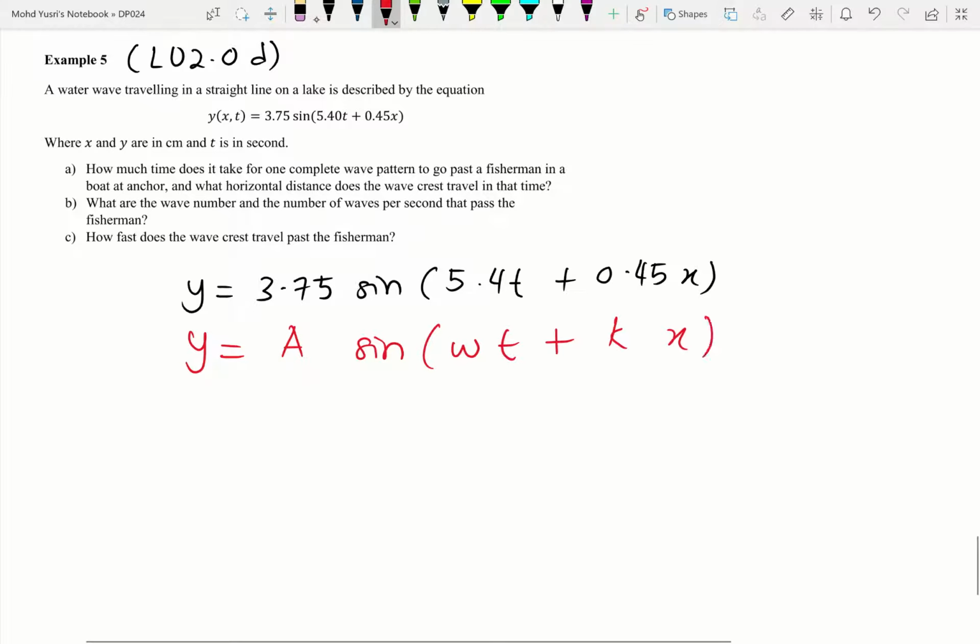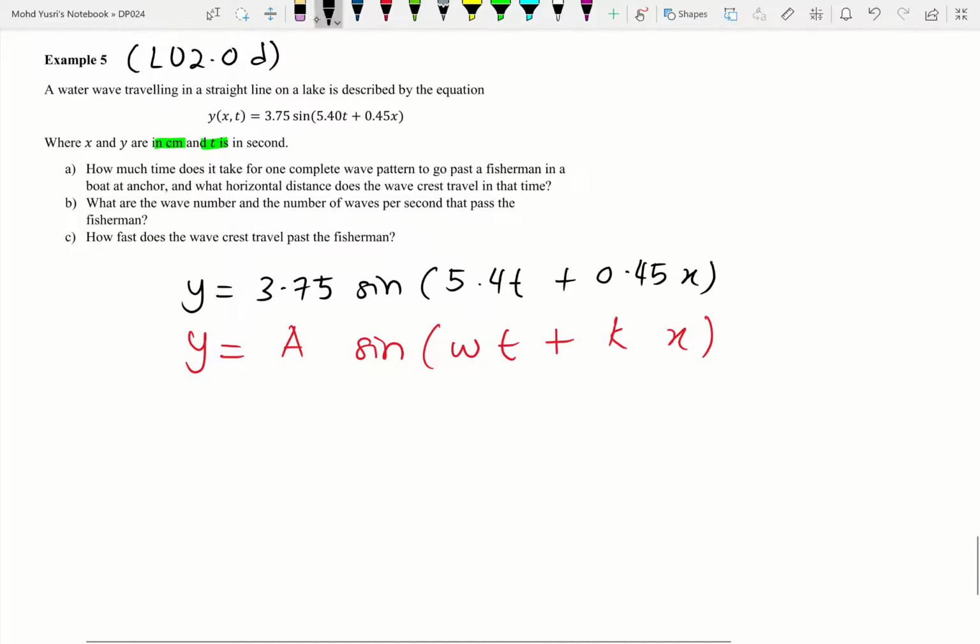Okay, so where t and where x and y, this is very important to identify the units used for this equation. So the units used in this equation: x and y are in centimeters and t is in seconds. So amplitude kita juga dalam centimeter.